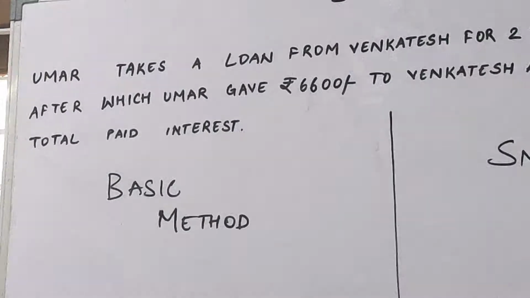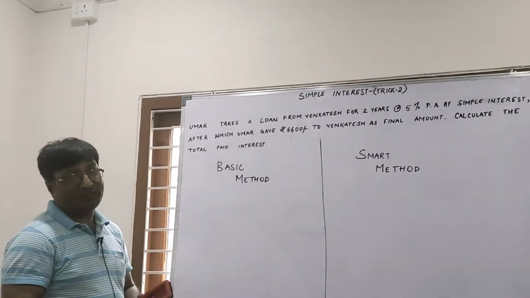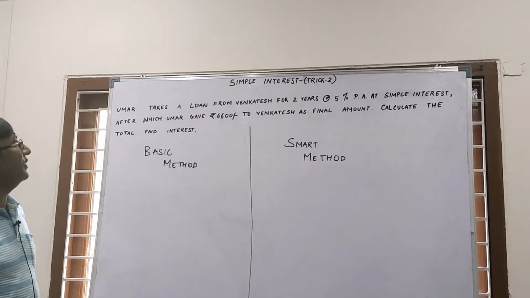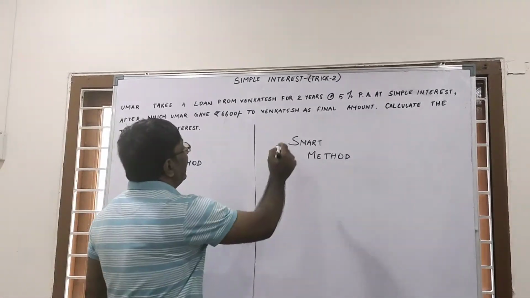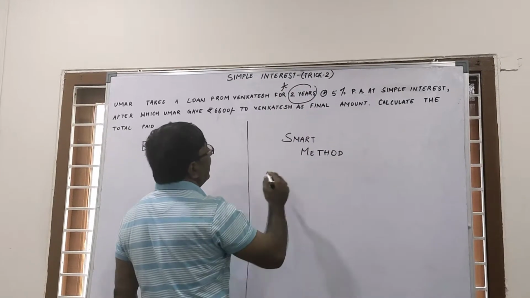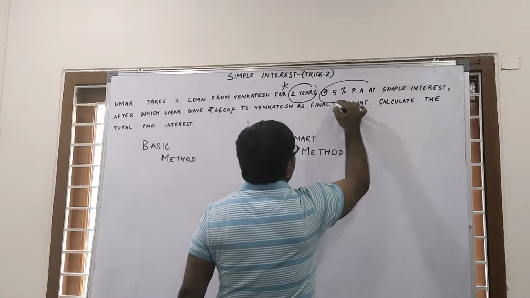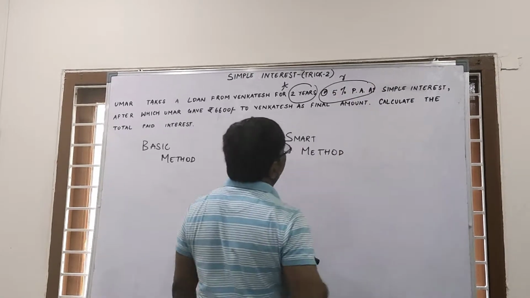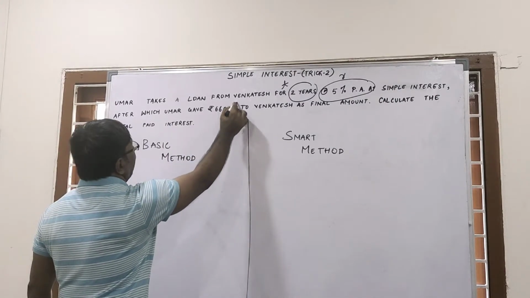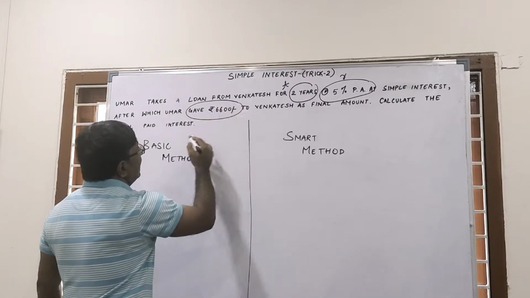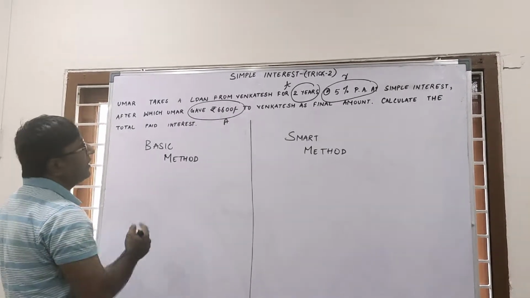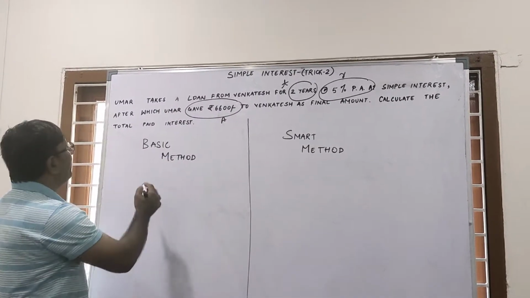So this is a very important or tricky question. At first, see the smart way to solve it. What is given? Time t is given, 2 years. Rate of simple interest R is given, 5%. And Umar paid 6,600 as his full settlement, so the amount is given. We have to find what? Calculate the total paid interest.